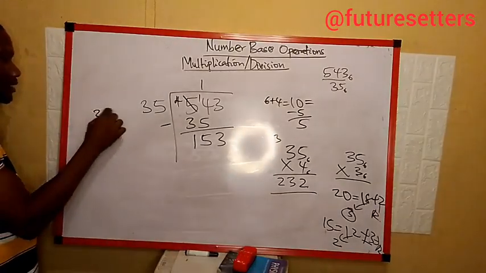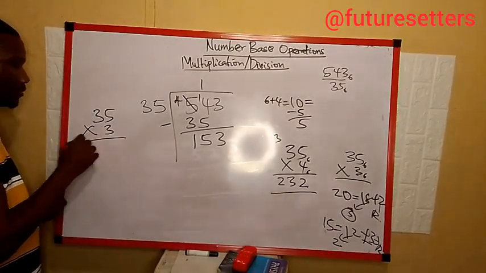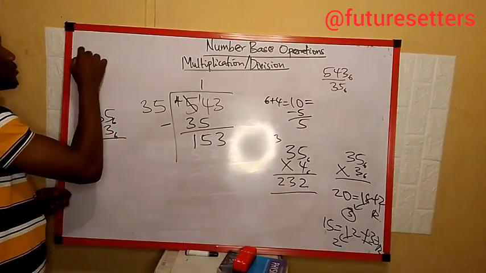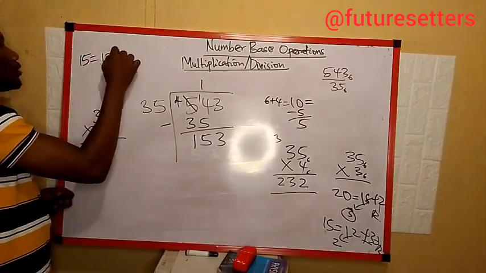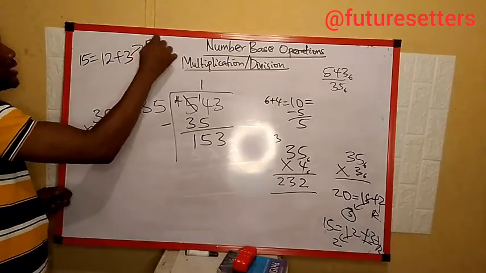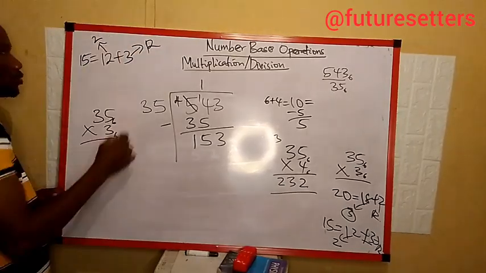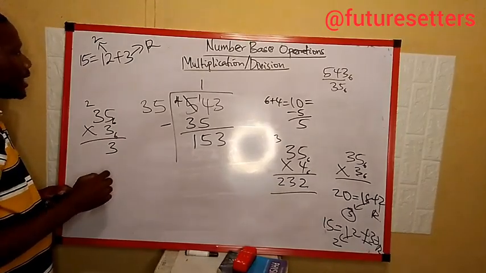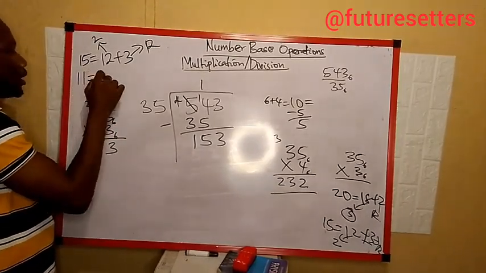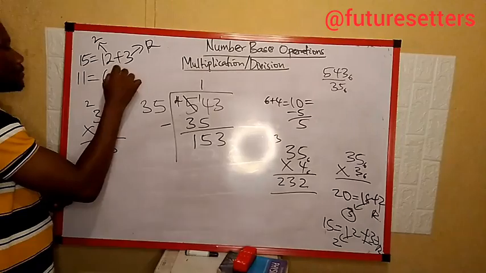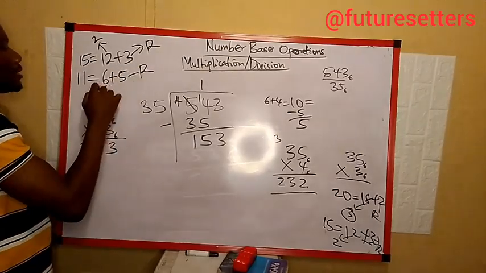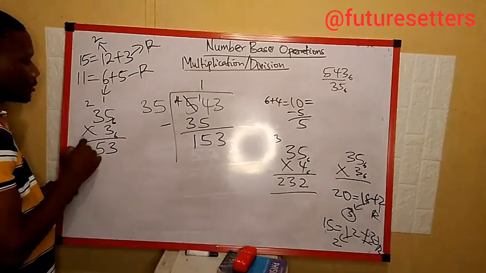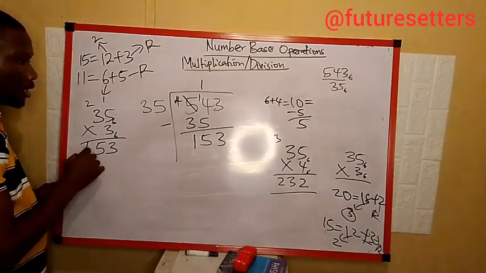Let's check 3. 35 times 3 in respect to 6. 5 times 3 is 15, which is 12 plus 3, where 3 is the remainder and 12 is 2. So write 3, then we carry 2. 3 times 3 is 9, plus 2, 11. 11 will give us 6 plus 5, where 5 is the remainder and 6 represents 1.